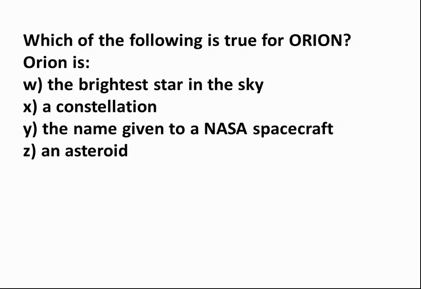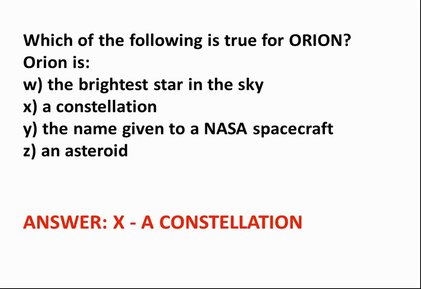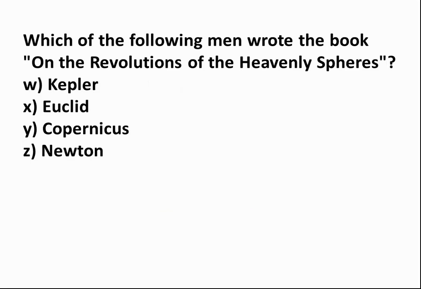Which of the following is true for Orion? Orion is W. The brightest star in the sky. X. A constellation. Y. The name given to a NASA spacecraft. Z. An asteroid. Answer: X. A constellation. Which of the following men wrote the book on the revolutions of the heavenly spheres?